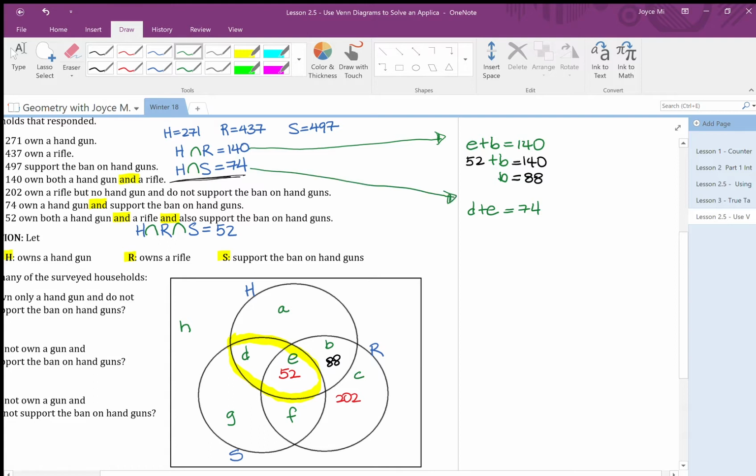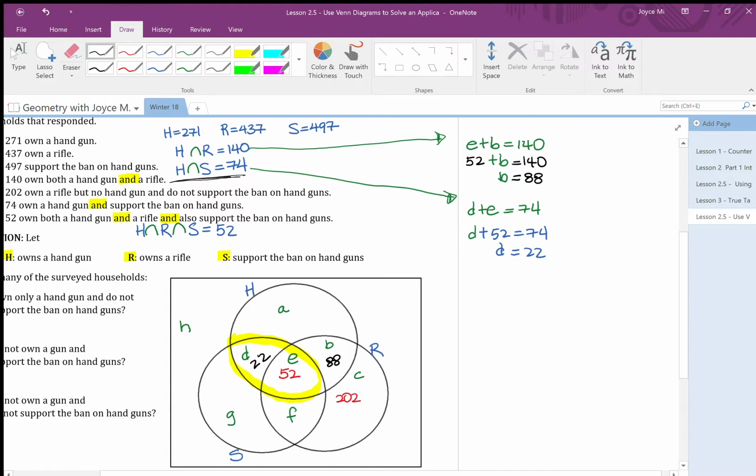And D, we don't know, so I'm going to put D. But we do know E. So plus E is 52. That's equal to 74. I subtract 52 from both sides. So D is equal to 22. So D is 22. I'm going to fill it in here. Okay. Now I have used all these two pieces of information.